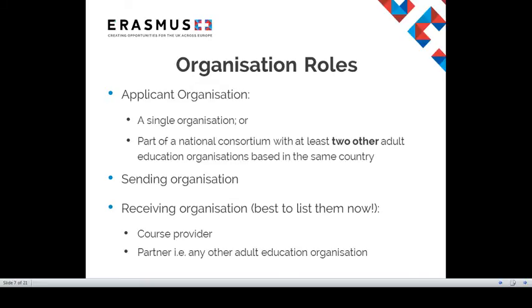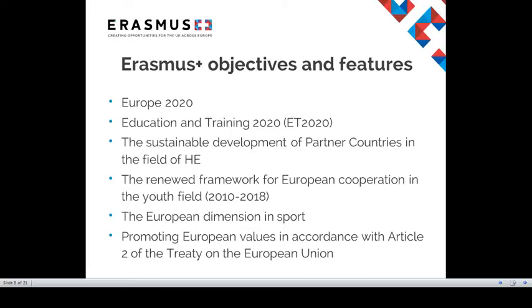It's important that you link your Key Action 1 project to the overarching European priorities and show the added value of carrying out your project on a European level. When you look into the European priorities, it's important to keep the general objectives of the Erasmus Plus program in mind, as well as the important features of the program. The general objective of Erasmus Plus is to contribute to a number of policies, which are those that you can see on the slide. So firstly, the Europe 2020 strategy, including the headline education target.